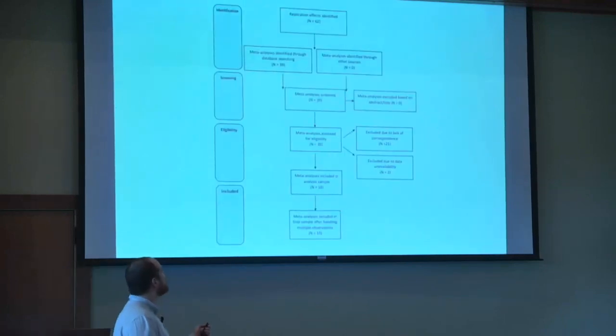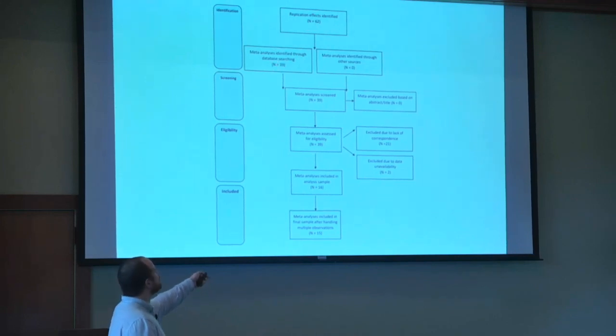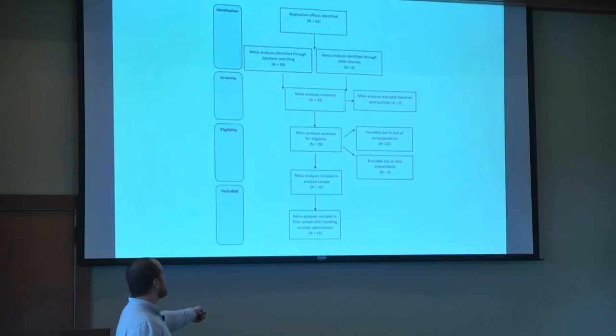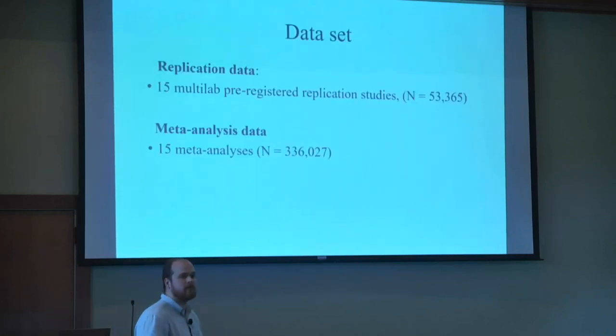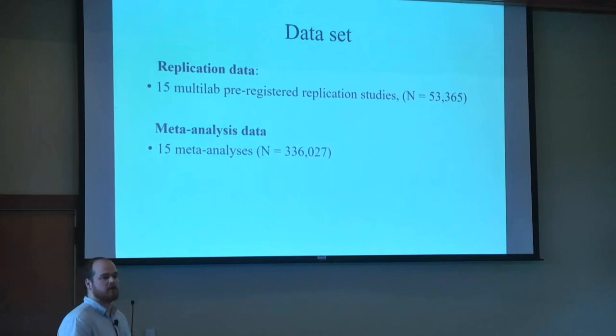I don't have time to go into details of how we constructed our analysis sample, but we started out with 62 replication effects. We then searched the literature for meta-analyses that studied the same question, and we ended up with 39 meta-analyses. We then assessed them further for eligibility and had to exclude 21 due to lack of correspondence and 2 because the data were missing. We ended up with a final sample of 15 registered replication experiments and 15 corresponding meta-analyses studying the same research question.